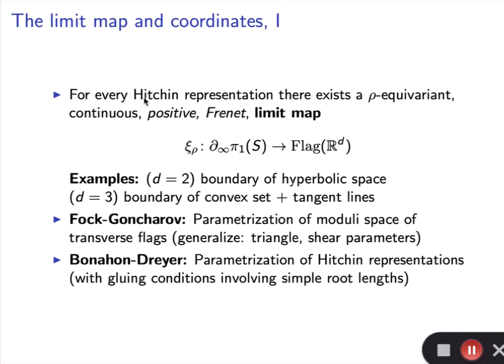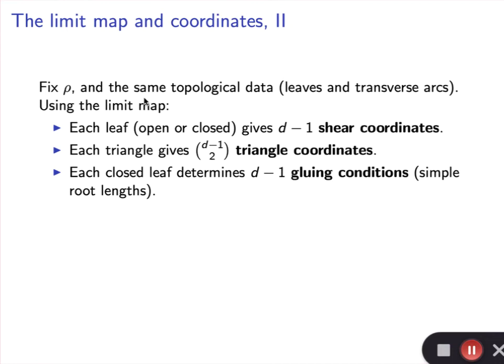To be more precise, one fixes the representation of the Hitchin component, fixes the same topological data, so the leaves and the transverse arcs. Then for each open leaf or closed leaf, we have d-1 shear coordinates, and on each triangle we have d-1 choose 2 triangle coordinates. And then on each closed leaf we have d-1 gluing conditions involving the simple root lengths.